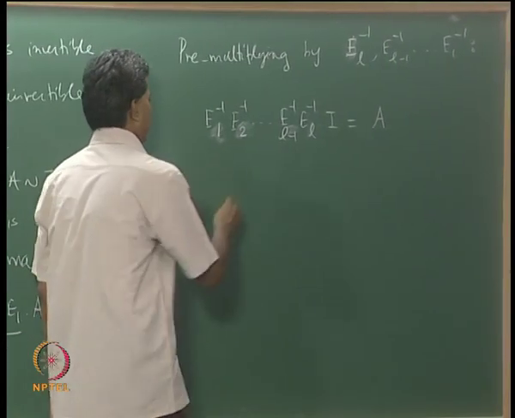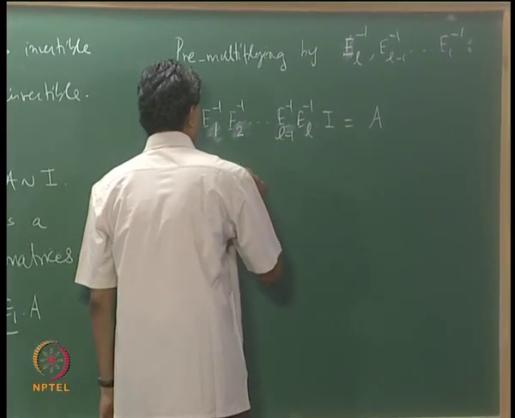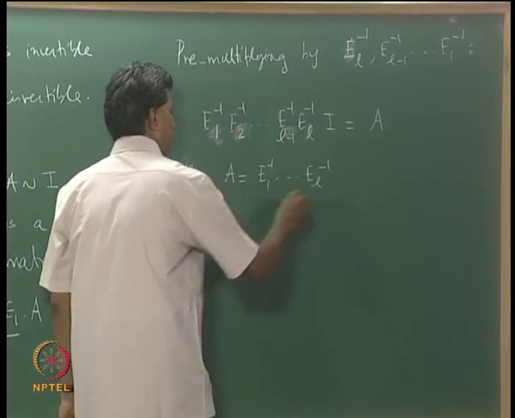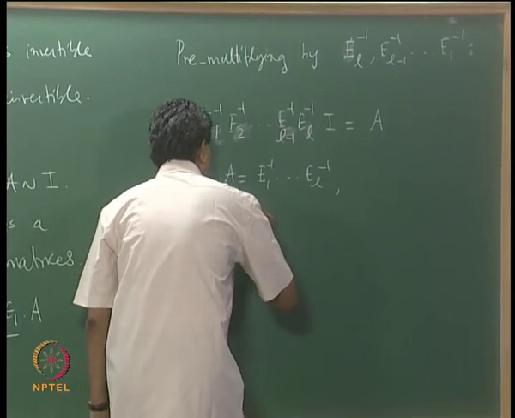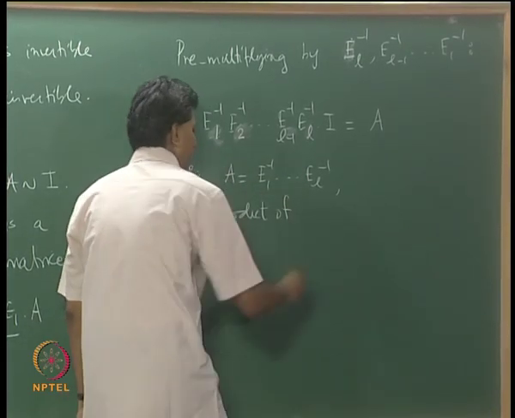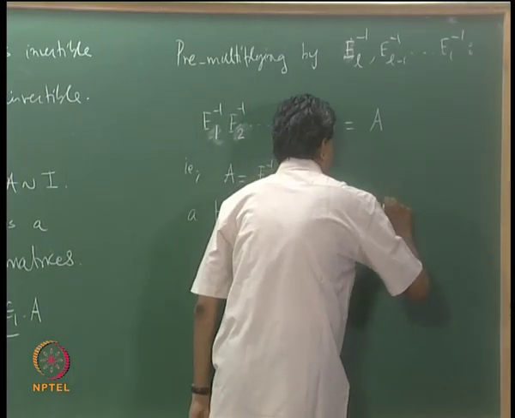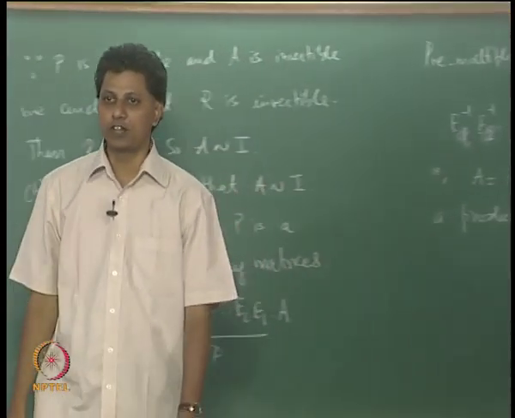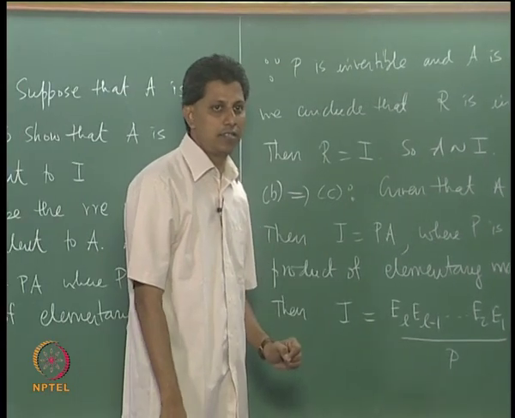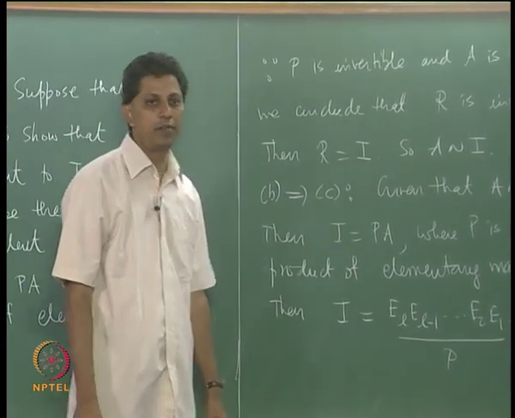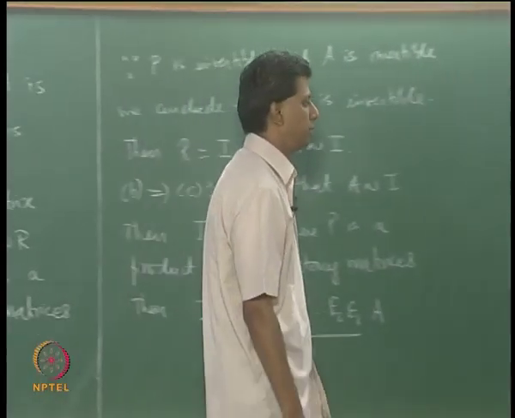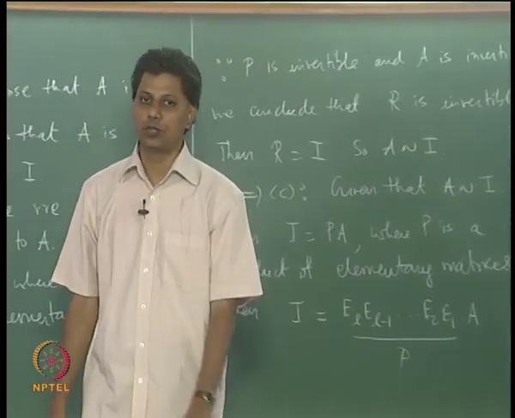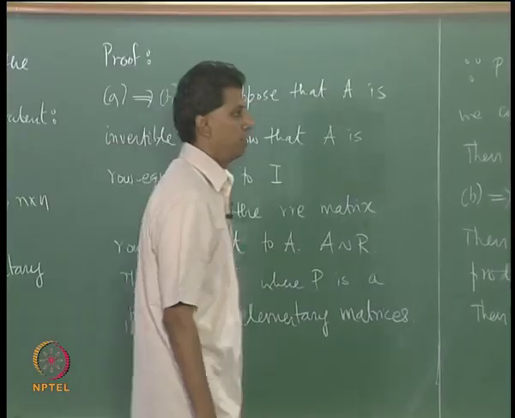So this is what I have, this means what? A is equal to E1 inverse, etc., EL inverse, which is a product of elementary matrices. This is a product of elementary matrices because the inverse of each elementary matrix is another elementary matrix. It's an elementary matrix of the same type, doesn't matter, it's an elementary matrix. Okay, so I have written A as a product of elementary matrices.